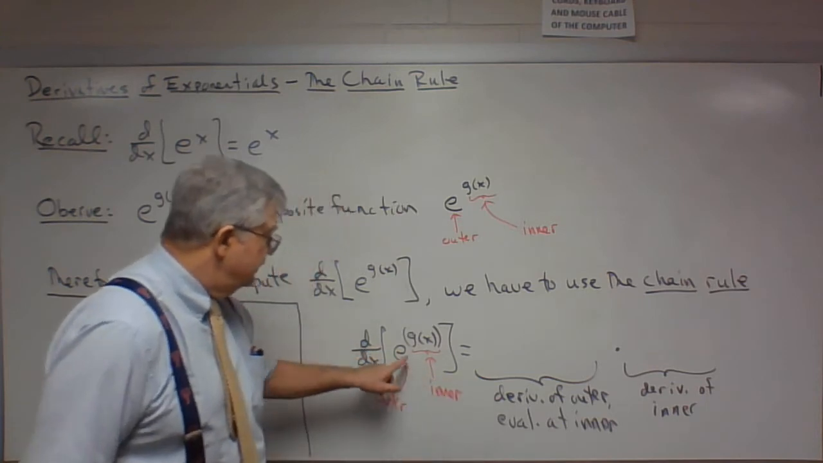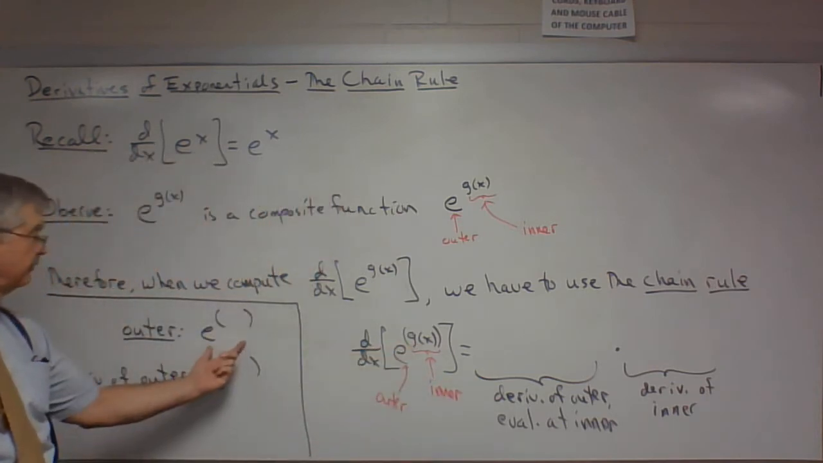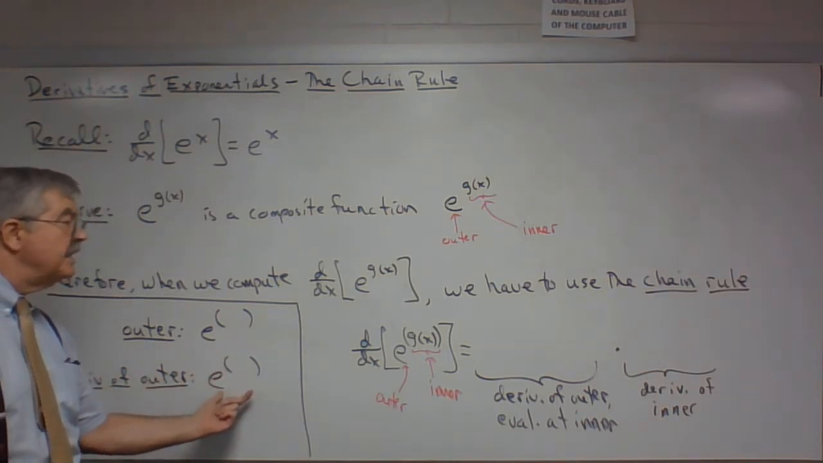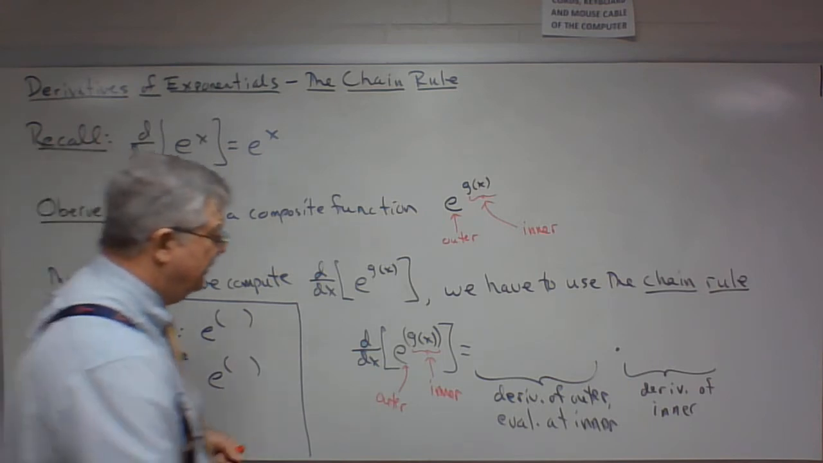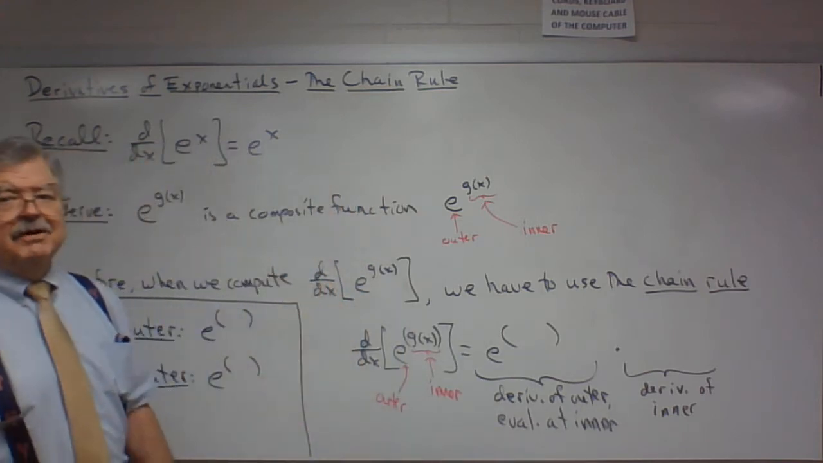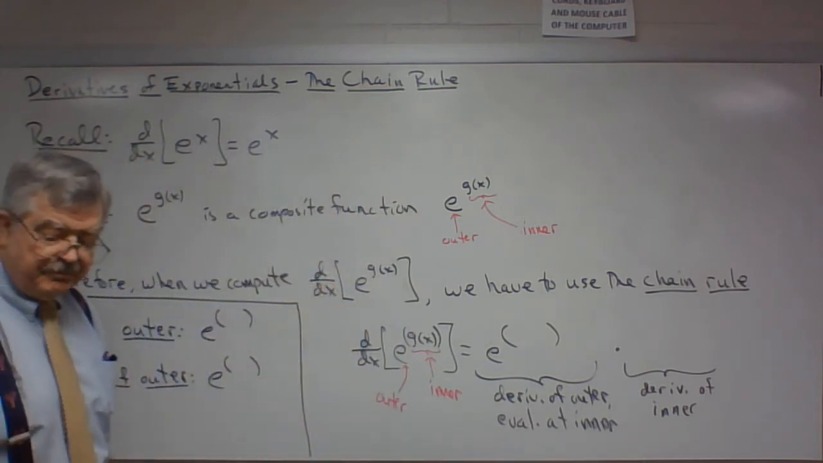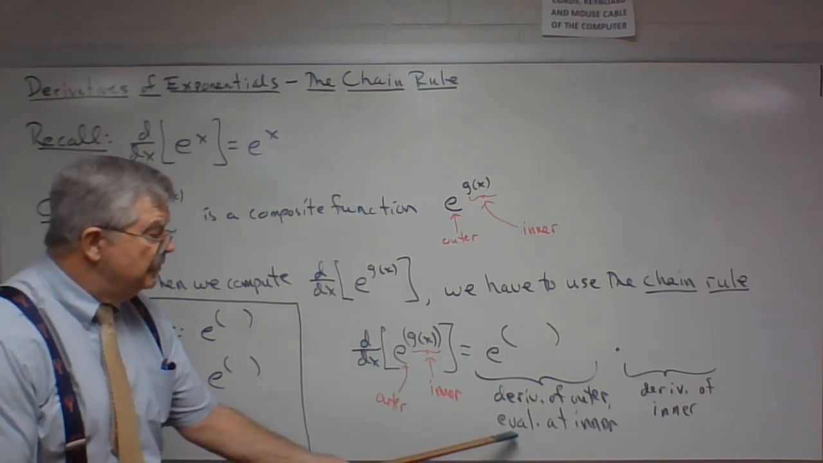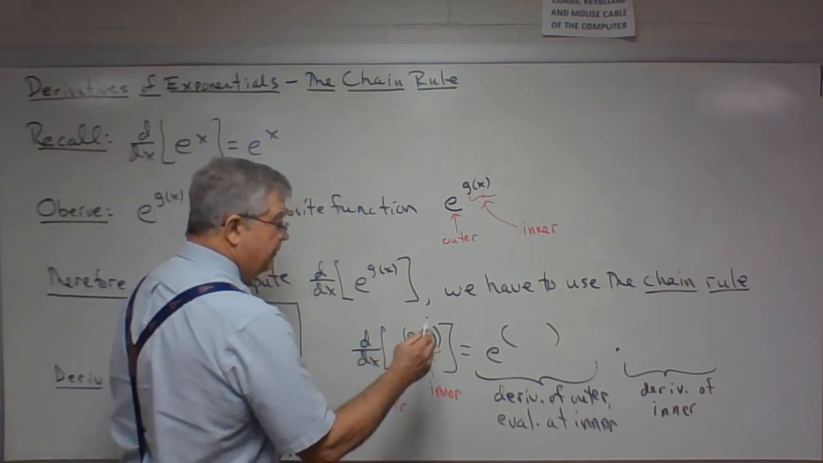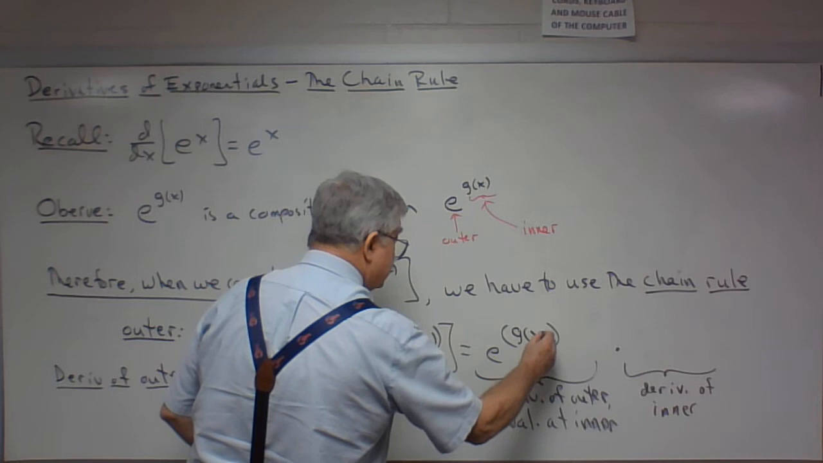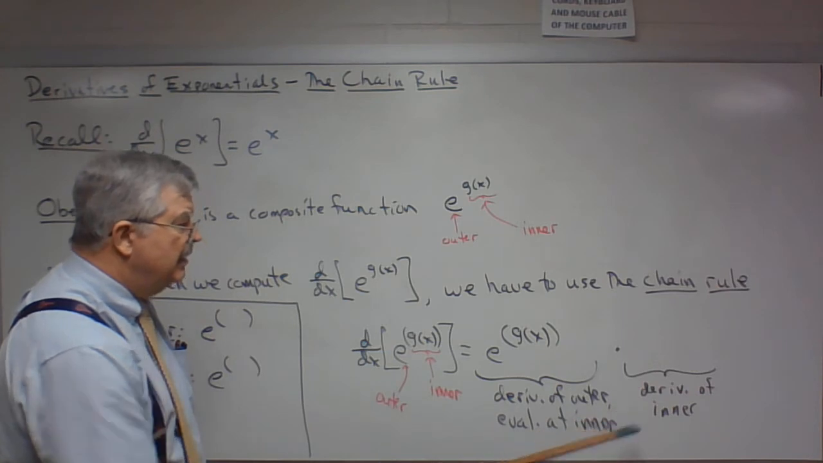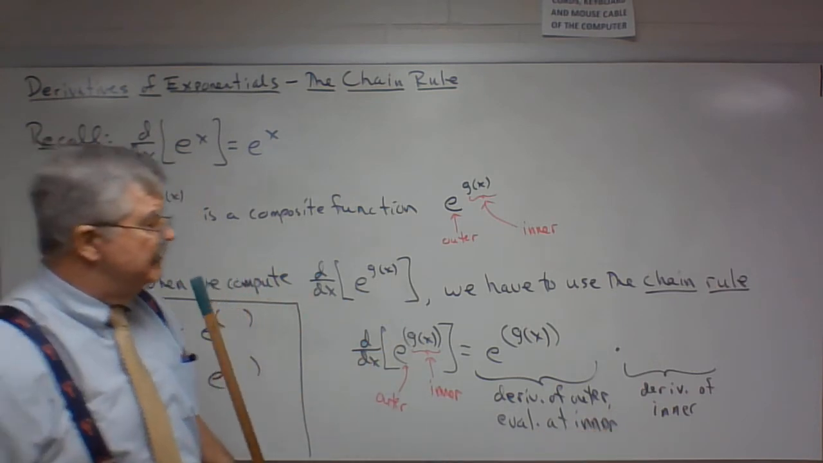The outer function is e evaluated at something. Here's the outer function. The derivative of the outer function is e evaluated at something. There's the derivative of the outer function. And what do we do with it? The chain rule says that we evaluate this at the inner function. We plug the inner function in here. And then to finish it off, we multiply by the derivative of the inner.